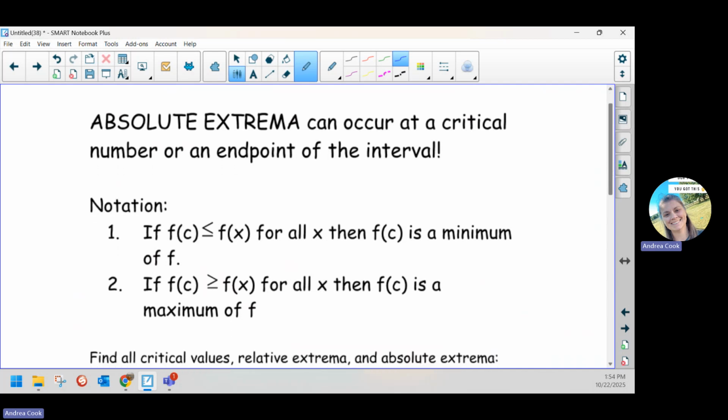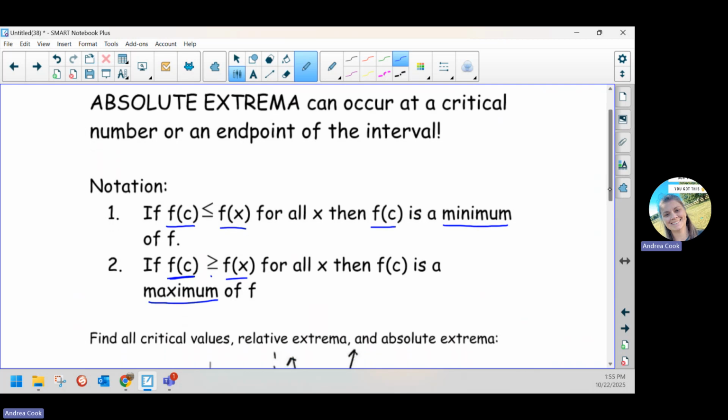And sometimes you'll see this notation where f of c, so that is a y value, is less than or equal to the entire function. That would create a minimum at f of c. If f of c, so that's another y value, is greater than or equal to the function, then that would create a maximum. Sometimes this notation is shown in multiple choice questions.